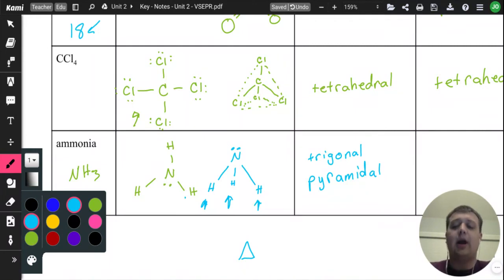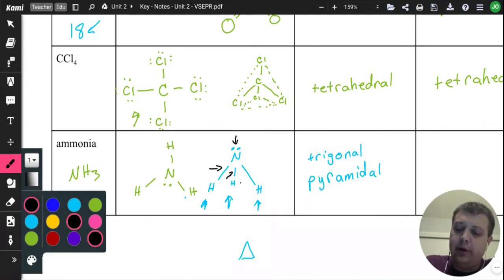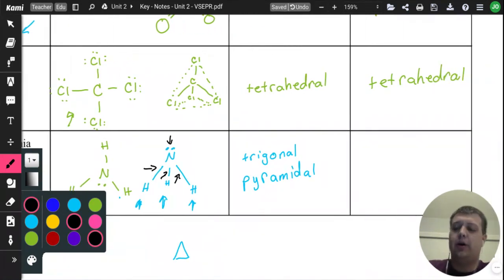Now, again, our shape, we get this 3D shape, so a 3D pyramid. Thinking about our electron domain geometry, though, we're thinking about how many things are attached to my central atom. So I have 1, 2, 3, 4. Well, what's our prefix for 4? Tetra. So this would be a tetrahedral electron domain geometry.